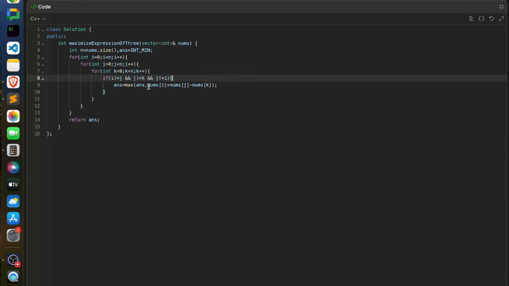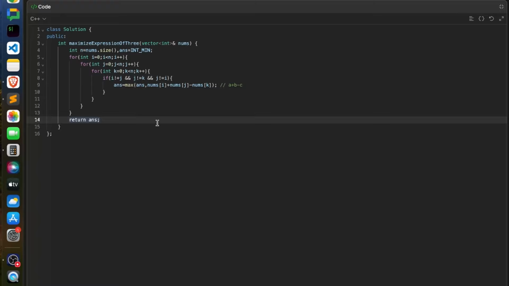And once all the indices are unique, we can find the value of the expression. The value of the expression is nums of i plus nums of j minus nums of k. This is nothing but similar to a plus b minus c, which we have to find in the problem statement. So just update your answer: answer is equal to the maximum of answer and nums of i plus nums of j minus nums of k, and at the end return your answer. So yeah, that's all about the first problem.